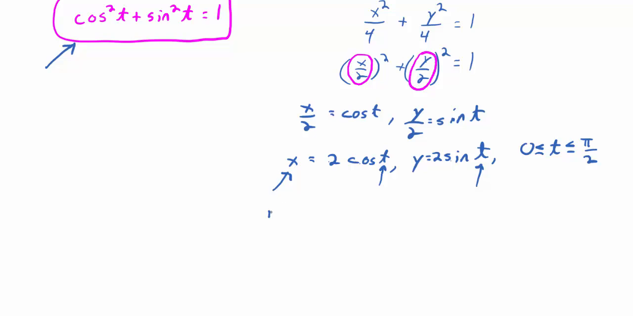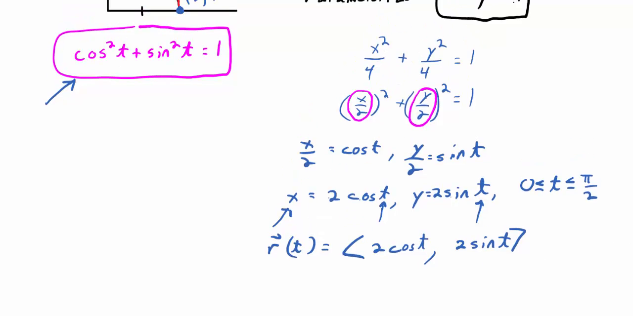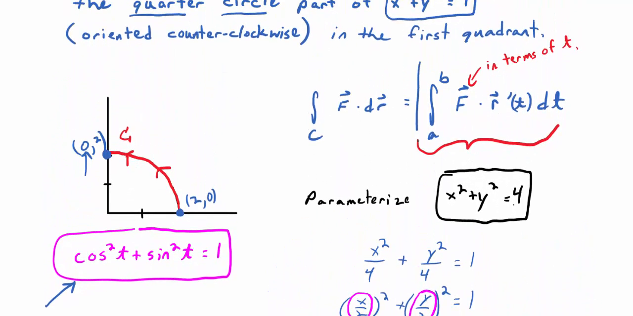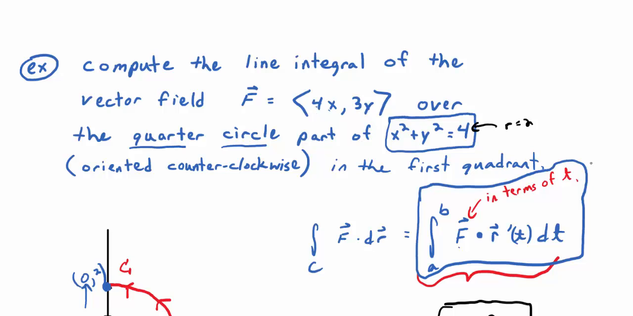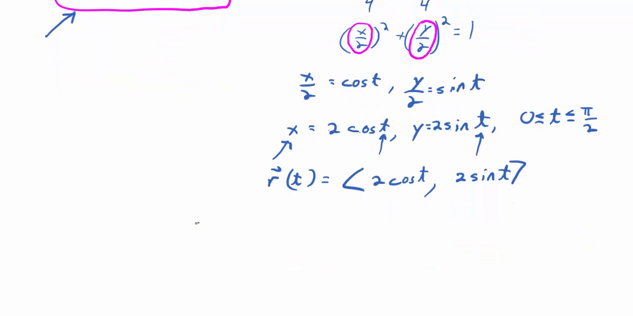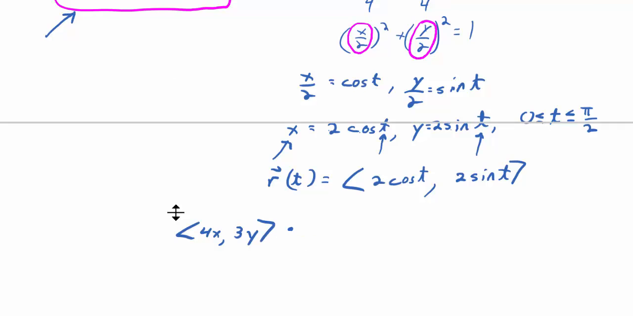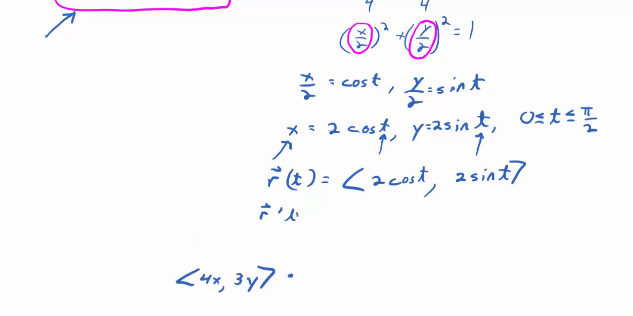Okay, so how could you write this in terms of r if you want to write it that way? A vector valued function, it's just 2 cosine t, comma, 2 sine of t. Okay? All right, so you've got r of t. So what does your calculation formula tell you need to do? It tells you to take the dot product of f with r prime. Remember, f has components 4x and 3y. So if you take the dot product of f, which is 4x comma 3y, with, oh, we need to do that with r prime though, don't we? So I almost skipped that step. What is r prime?